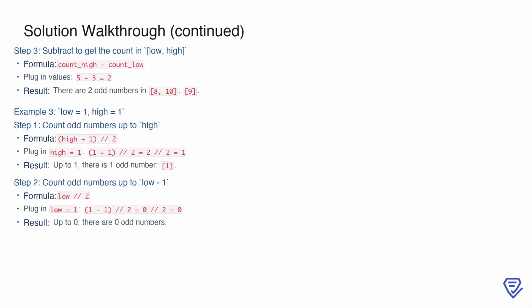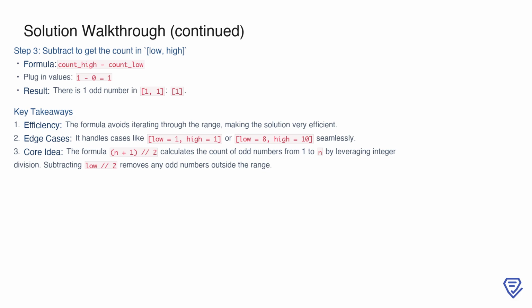Similarly, we count the odd numbers up to low - 1. Subtracting 1 from low equals 0, we calculate 0 / 2, which equals 0. This indicates there are no odd numbers up to 0. Finally, to find the count of odd numbers within the range [low, high], we subtract the count of odd numbers up to low - 1 from the count of odd numbers up to high. Using our results, 1 - 0 equals 1, meaning there is one odd number in the range [1, 1].